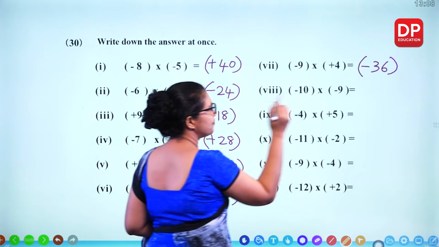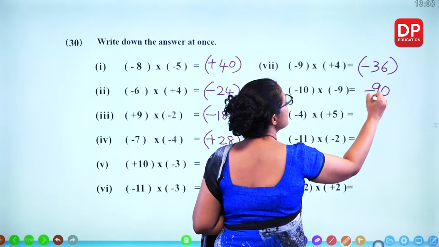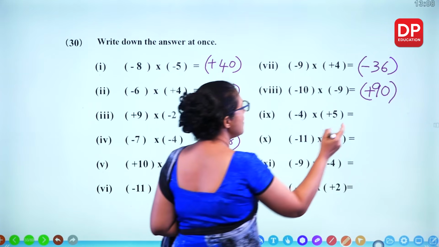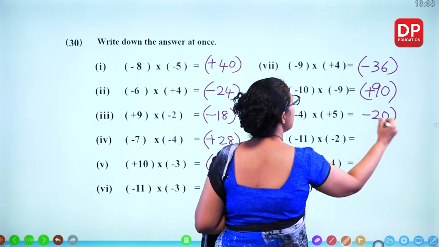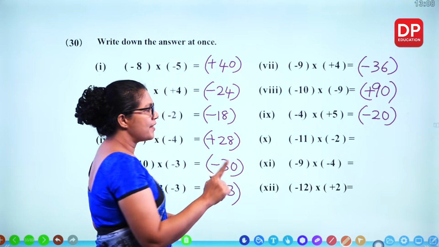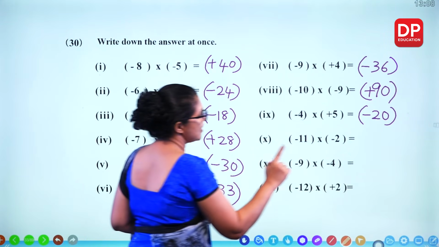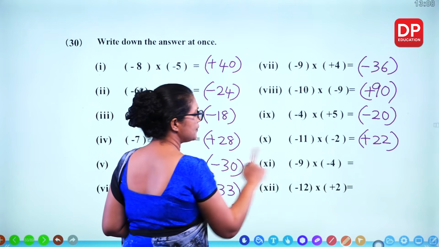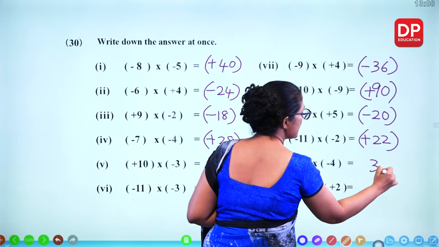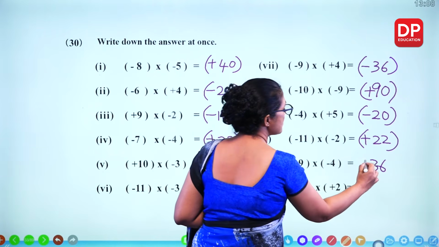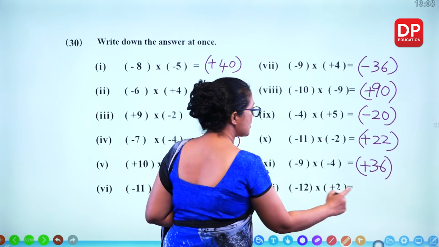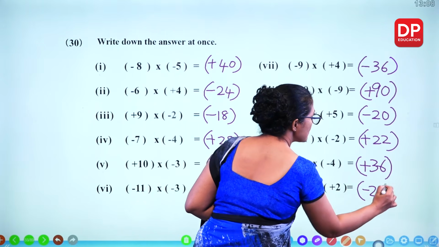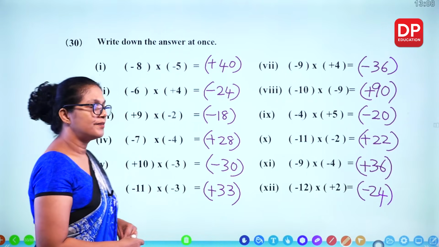Both negative. Positive answer. One negative, one positive. Answer is negative. Both negative. Answer is positive. 9 times 4, 36. Both negative means answer is positive. 12 times 2, 24. One negative, one positive. Answer is negative.